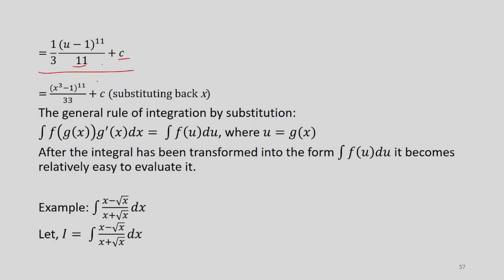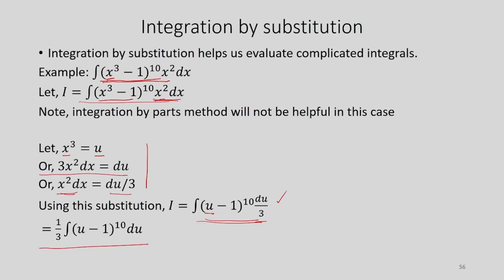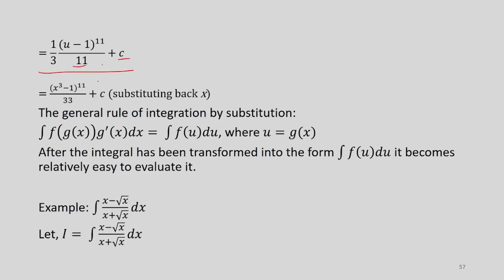What I have done from here to here is that I have substituted back x, because remember, initially I assumed that x cube is equal to u. So, the result cannot be in terms of u, because the exercise itself is in terms of x. So, I cannot leave it in terms of u. So, I have substituted x cube in place of u. So, I have got this.